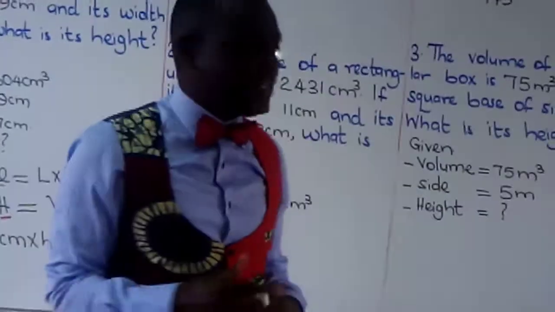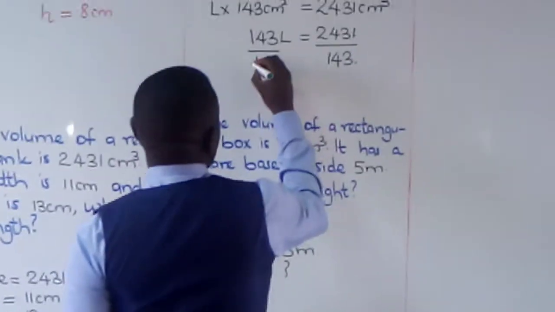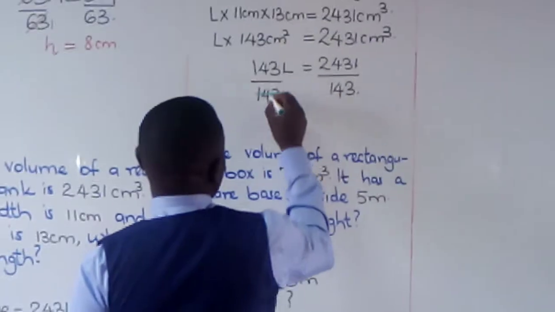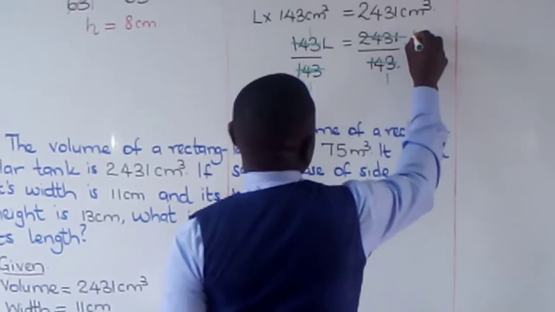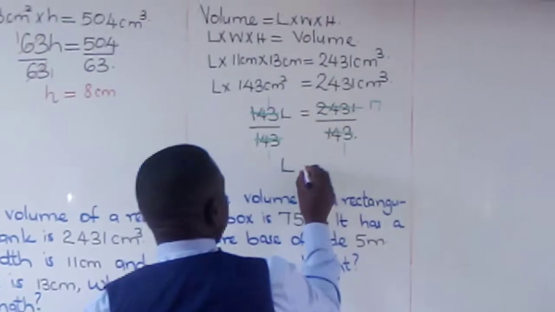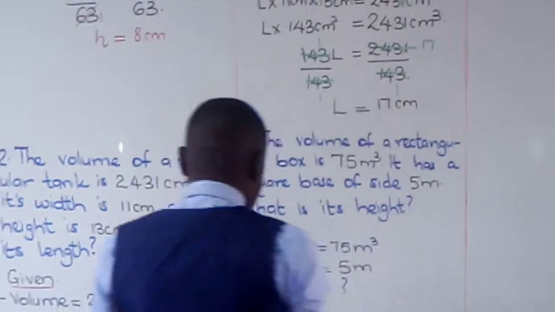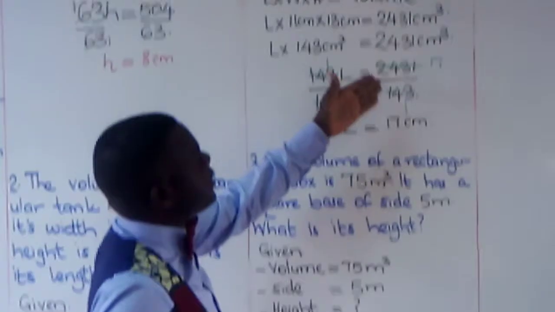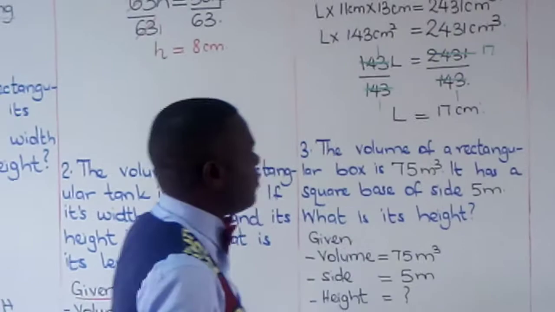Clap for Adriana. That is 17. Now, those who did not get it right, please work out and you'll get it right. So 143 ones by 143, 17. And the length here now is going to be 17 centimeters. I hope you have understood. Please follow it up. Such a sum, you don't simplify by cancelling before you confirm using the long division method.